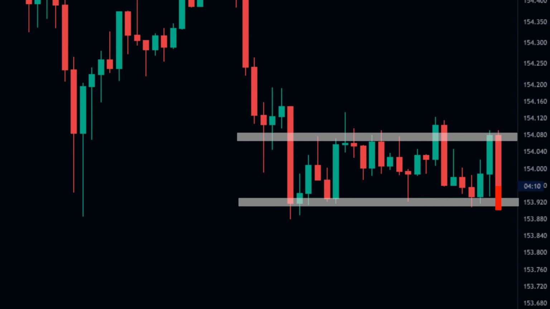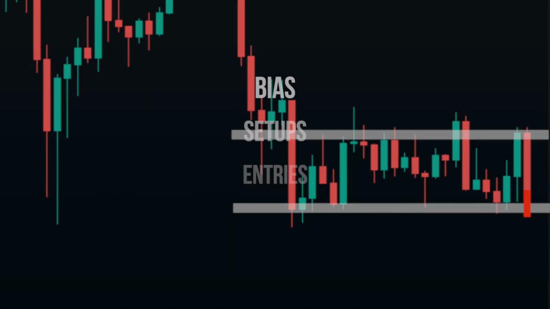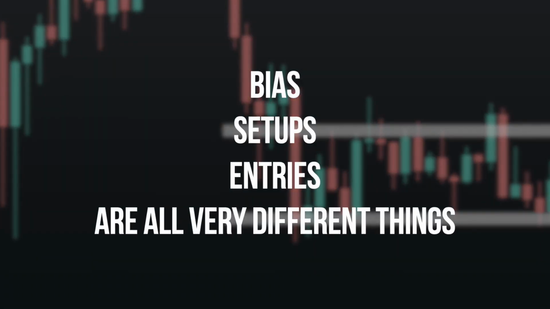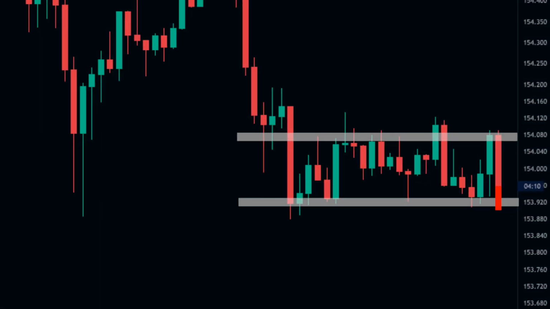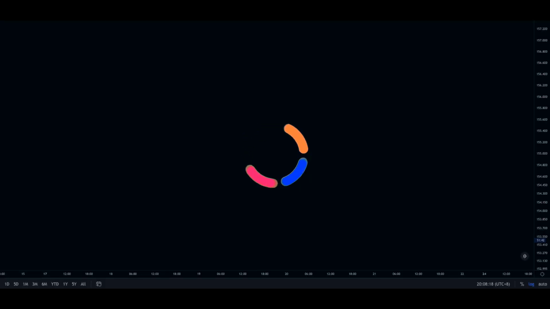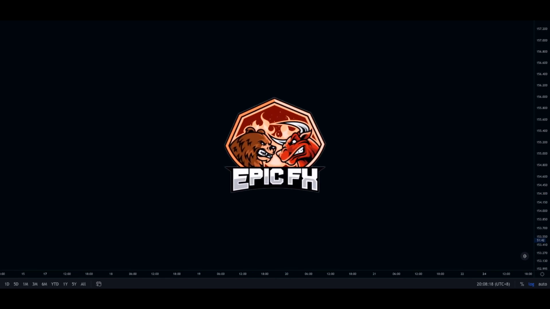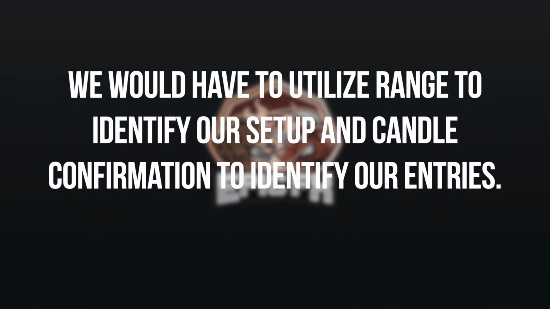From all of the information that the multiple time frames provide, we can conclude that our bias is sells. This doesn't mean that it's time to enter a trade, as bias, setups, and entries are all very different things. But this is how we use trend and multiple time frames to develop a bias for buying or selling the market. In this case, the bias is in favor of sells. We would have to utilize range to identify our setup and candle confirmation to identify our entries.